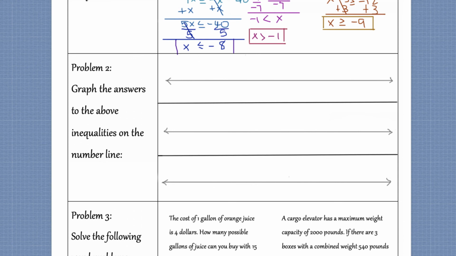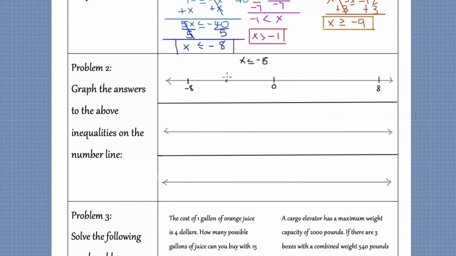So the answer to the first one was x is less than or equal to negative 8. So this is what we're going to graph on our number line. So the first thing that we're going to have to do is label this number line. So our solution says that x is less than or equal to negative 8. So that means that the lowest point has to be at least negative 8. So we're going to put 0 in the middle right here, and we're going to put negative 8 around right here. And we're going to put positive 8 right here, just so the number line is even.